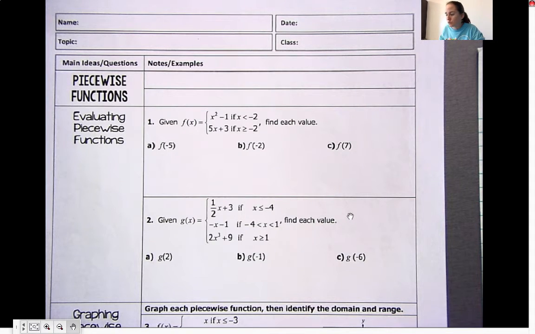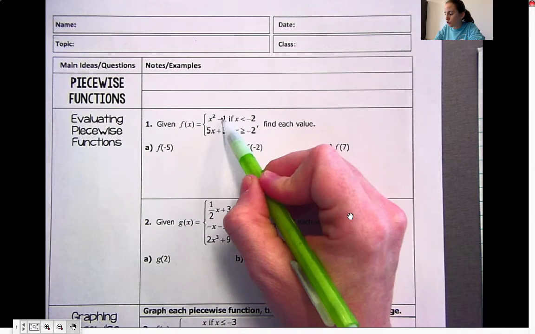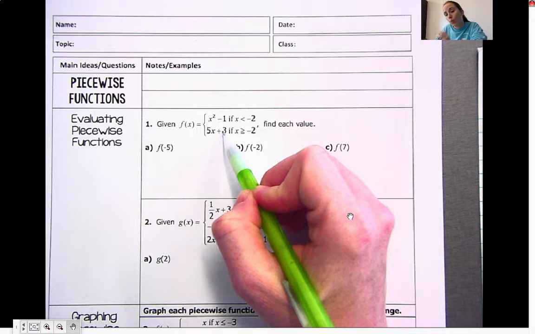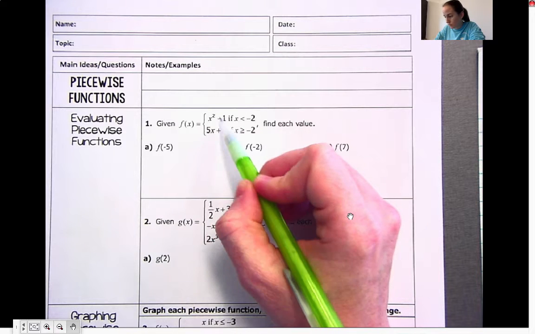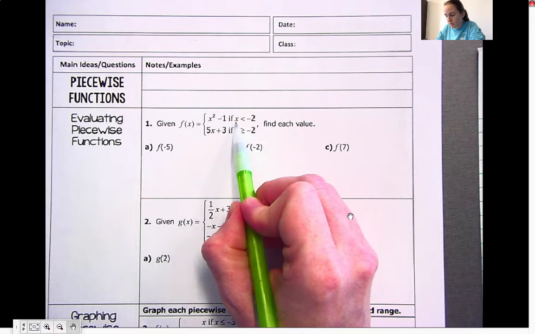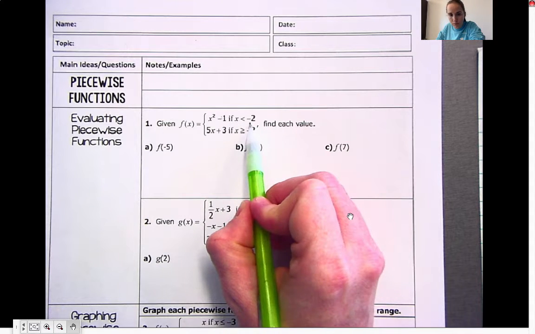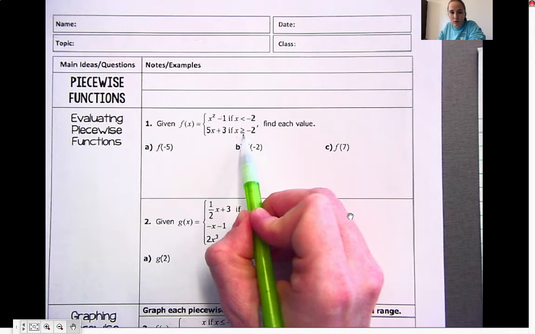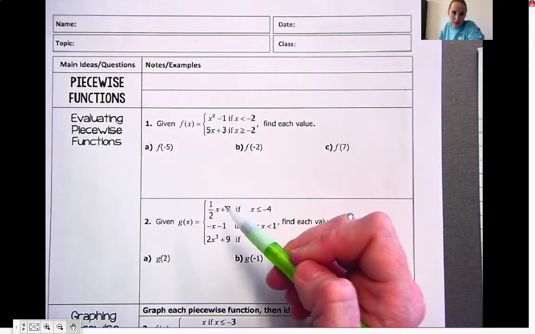Okay, so first of all, you're given a function and it's in two parts. It's not like just one rule that you have to follow. So here I have two rules, but I have information telling me when I can use each of these rules. So I can only use this if the value for x is less than -2. And I can only use this rule if the value for x is greater than or equal to -2.